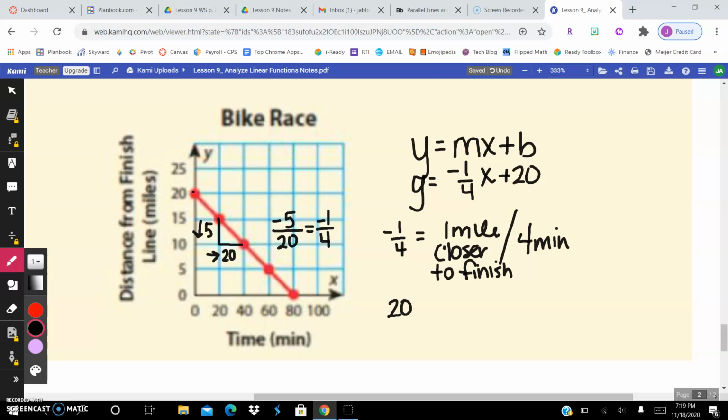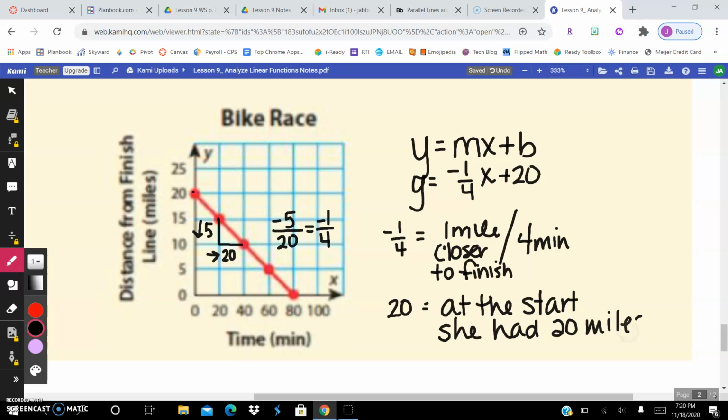And then what does the 20 represent? The y-intercept. That ordered pair was 0, so that means 0 minutes. I was 20 miles from the start line. So at the start, she had 20 miles to go. Or we could have said 20 miles was our starting distance.